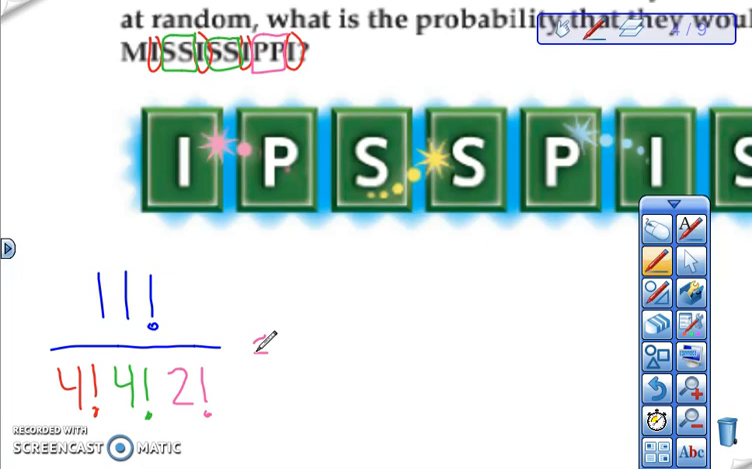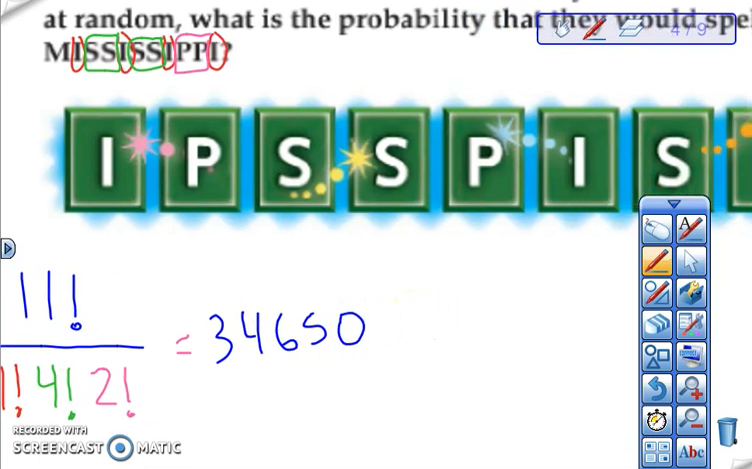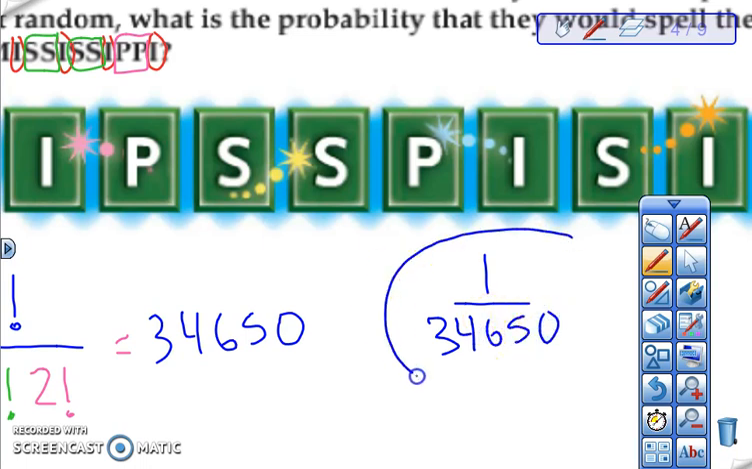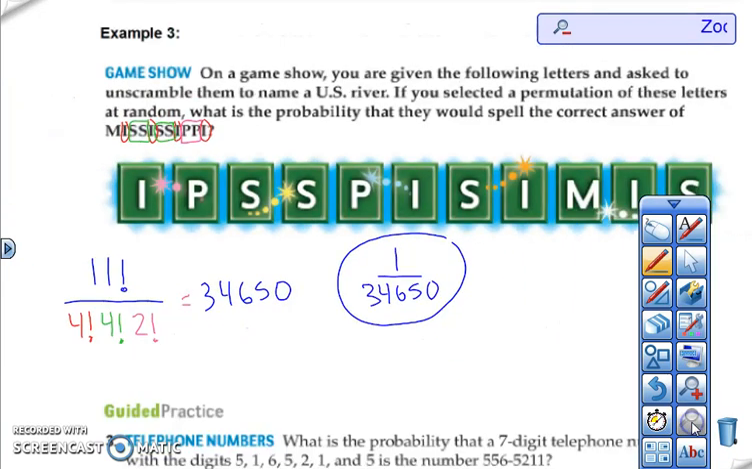So if I type that on my calculator just the way you see it, we get 34,650. Of course, we know that the word Mississippi can only be spelled in one way. So the probability of me randomly rearranging the letters and actually getting the word is 1 out of 34,650.